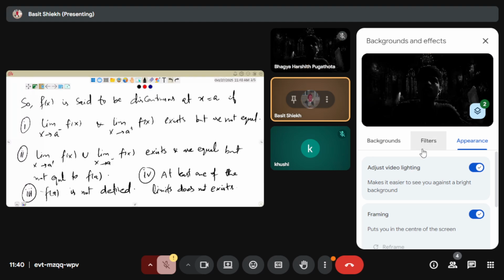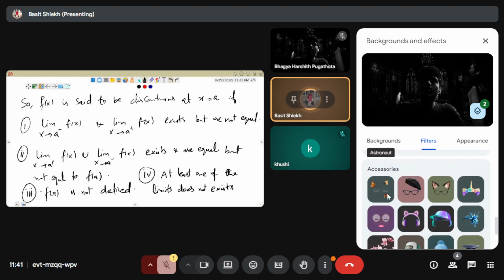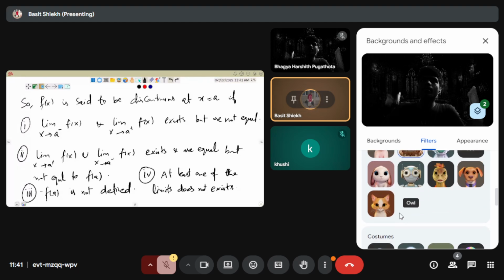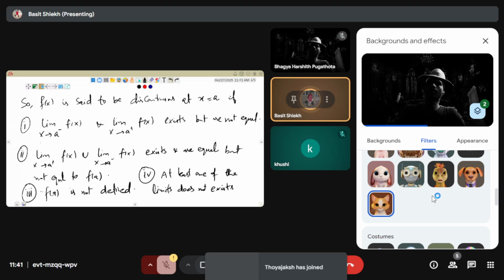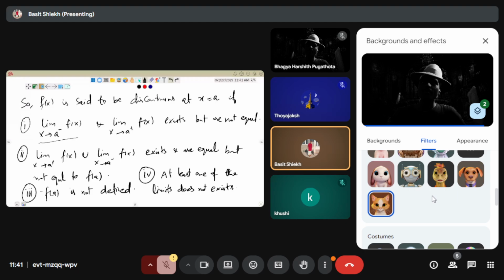Third is f of a is not defined. The value of function at point a is not defined, so we will say we have discontinuity here also. And fourth is at least one of the limits does not exist. Either LHL does not exist or RHL, right hand limit, does not exist, then we say function is discontinuous.